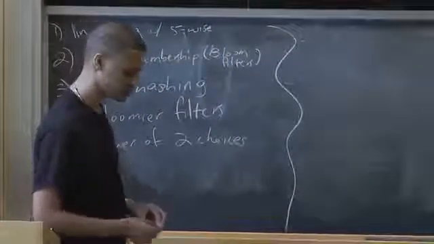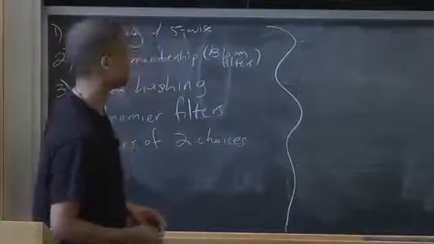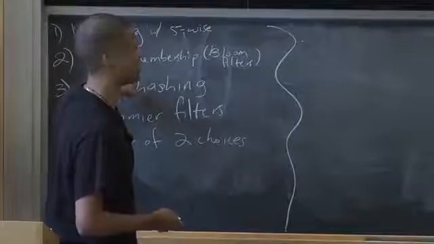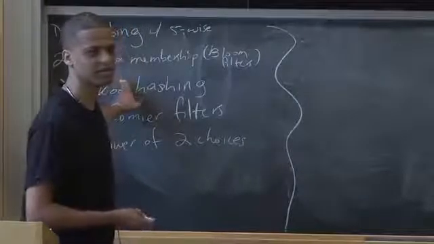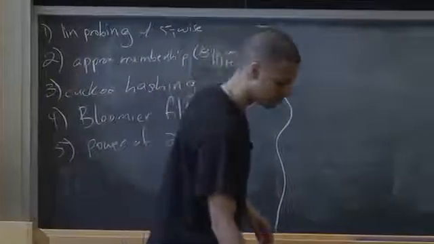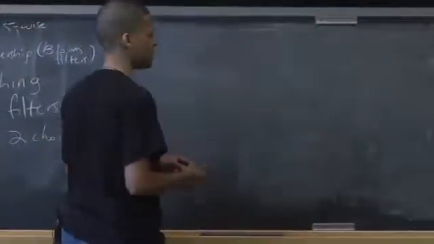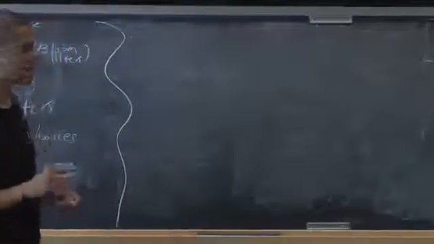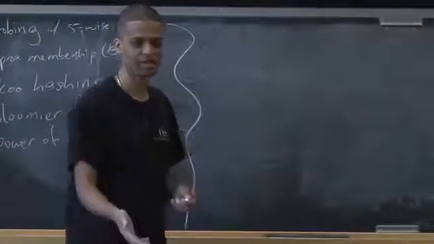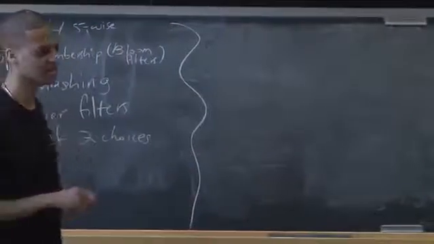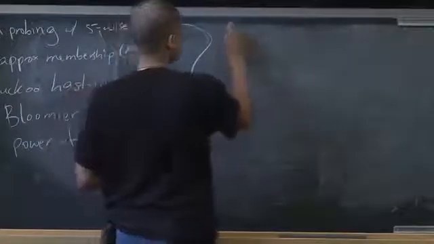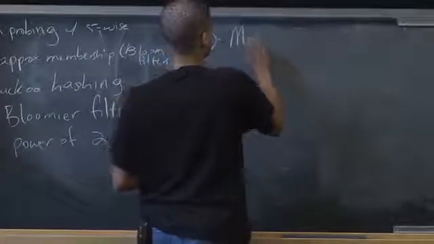Okay. So let me say something about other types of hashing, namely approximate membership. Who's seen Bloom filters, by the way? Okay, a decent number of people. I'll quickly review Bloom filters, and then we'll get to Bloomier filters. But before that, I need to say something about cuckoo hashing. So this is a different problem now. This is the membership problem, or approximate membership.